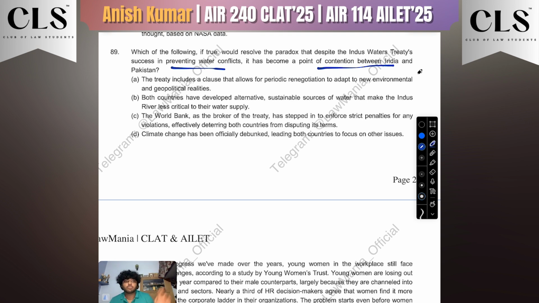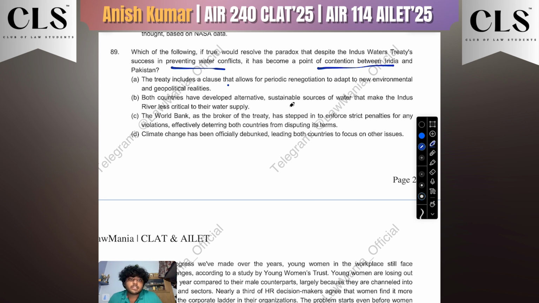Even though it has been successful in preventing water conflicts, it has become a point of contention also. So if there is periodic negotiation, that could mean there is a point of contention depending on new realities, new challenges, but it still solves the water conflict. So this could be an answer.